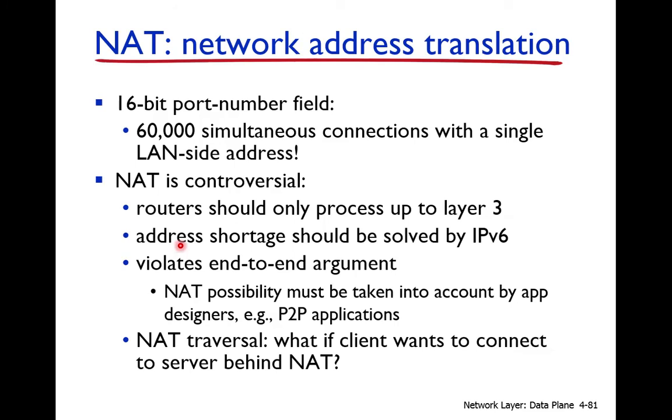It is okay because the shortage should be solved by it, so it basically addresses the IP address shortage, the IP address depletion problem. At that time IP version 6 had not come, so that's why NAT was used. Now we have IP version 6, so it solves that problem. So now NAT should not be used, and it violates the end-to-end argument. We will discuss P2P applications later in the slides.